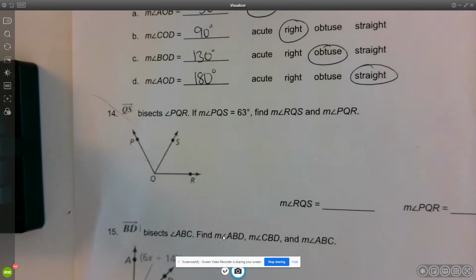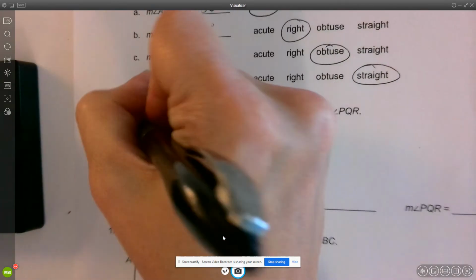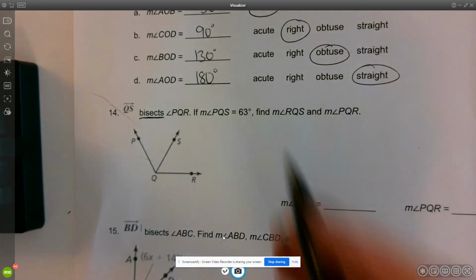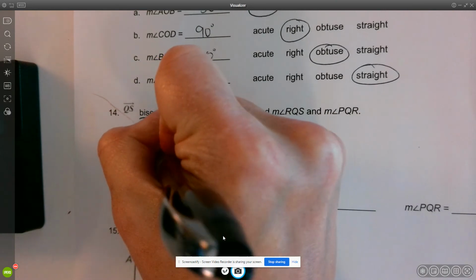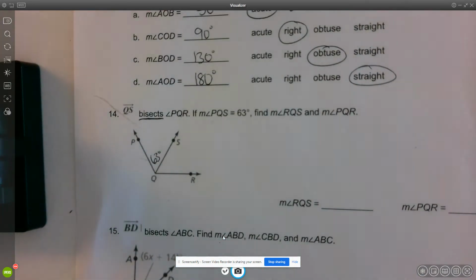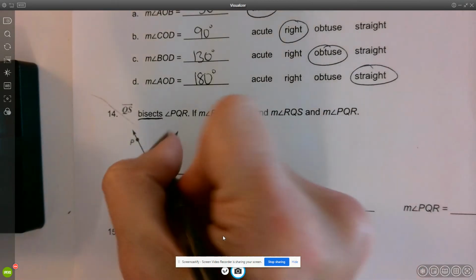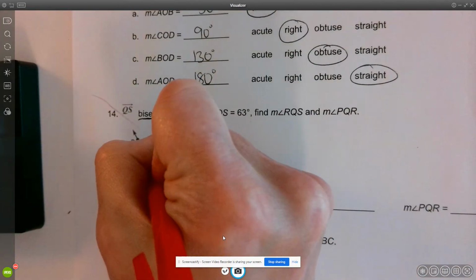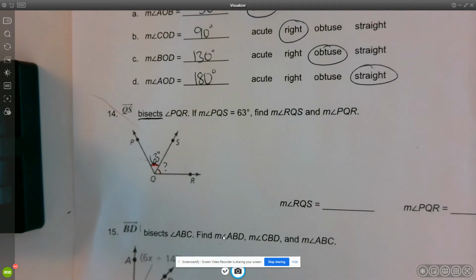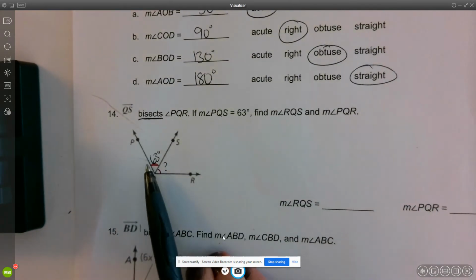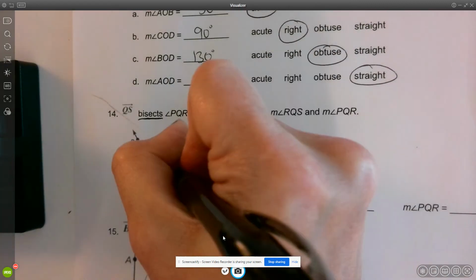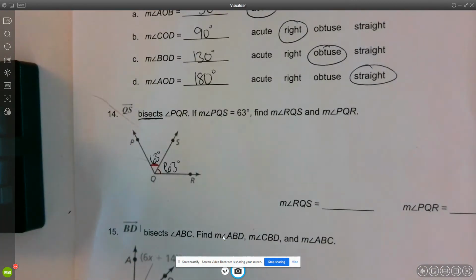Number 14, ray QS bisects angle PQR. If the measure of angle PQS is 63 degrees, find the measure of angle RQS and the measure of angle PQR. So remember, to bisect means to divide an angle into two congruent angles. So if angle PQS has a measure of 63 degrees, so does angle RQS.